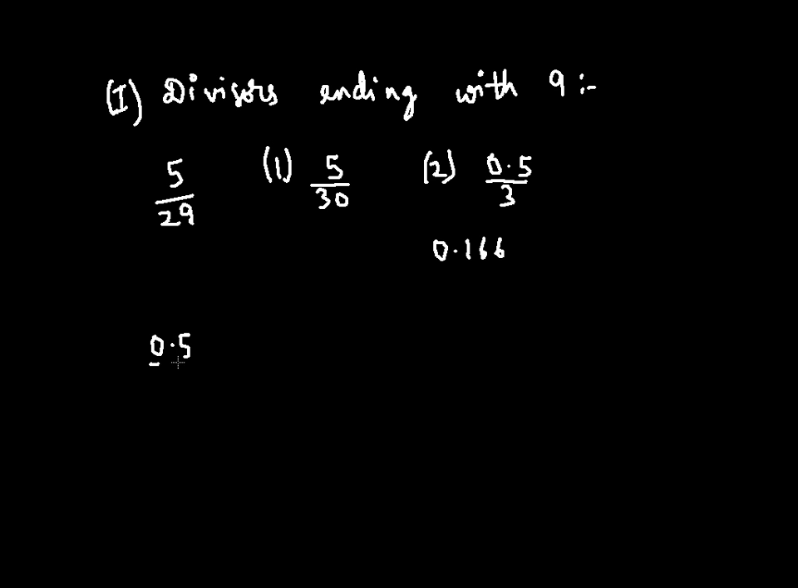So 0.5 by 3 is our fraction now. We will carry out step by step division as follows. 0. So we will divide 5 by 3. 5 by 3 quotient is 1, remainder is 2. Quotient is written on top like this, and remainder is written at the bottom. So our next number for division is 21. So we will divide 21 again with 3. Quotient is 7, remainder is 0.